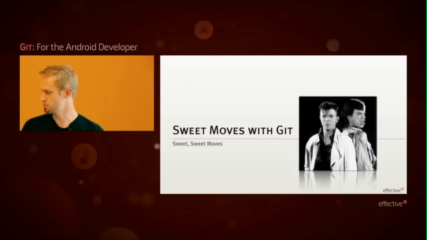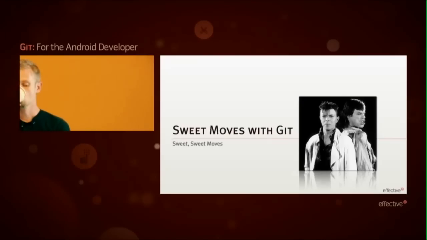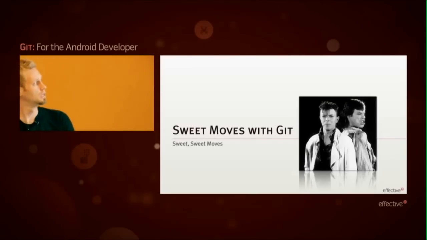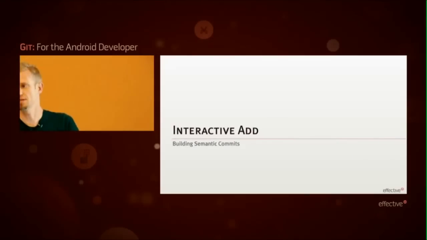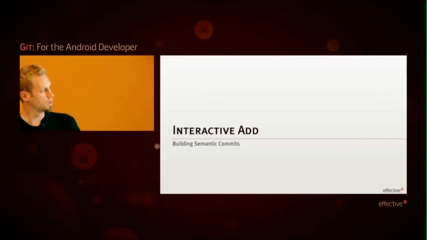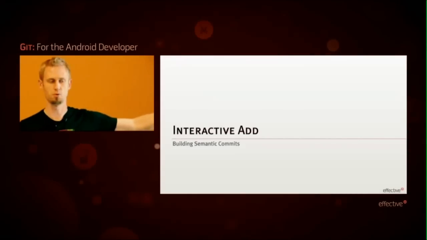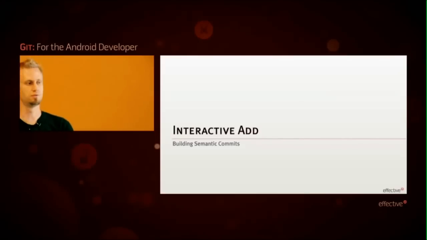Okay, so let's talk about some of the more interesting things that you could do with Git. The first one that is kind of unique to Git, because Git itself is unique, is the ability to interactively add files. And this concept down here is important to what you can do with Git. It's sort of a fundamental way of working with your code, the idea of a semantic commit.